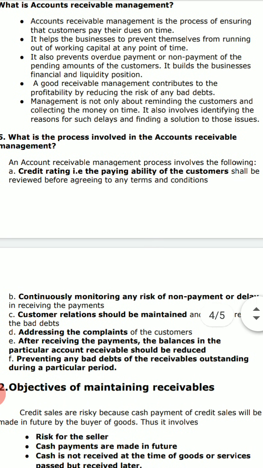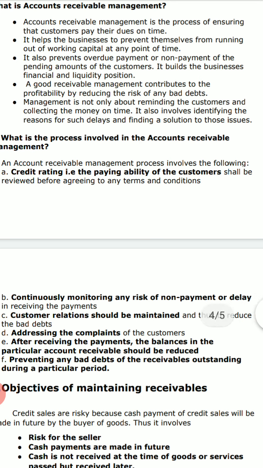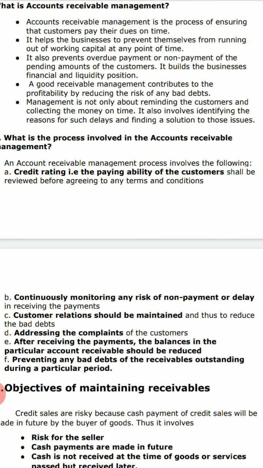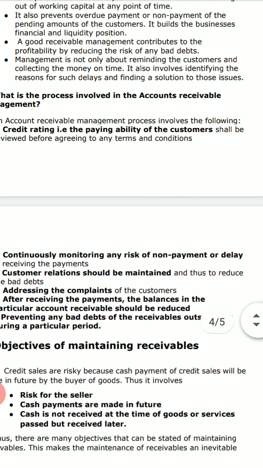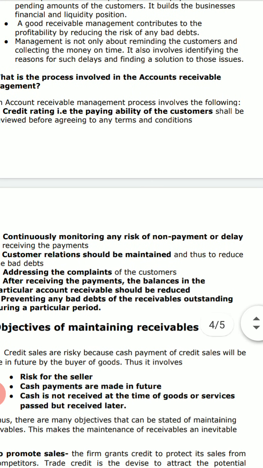Right? Management is not only about reminding the customers and collecting the money on time, but it also involves identifying the reason for such delays and finding a solution to those issues. See, I told you that account receivable management is not just reminding the customer and giving them phone calls about collecting the money, but it also involves what is the reason why the customer is unable to make the payments, or is there any fault, or why there are so many delays in his payment, and then accordingly we can find out the solution for such kind of issues.